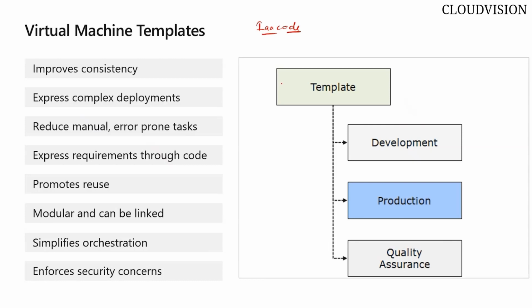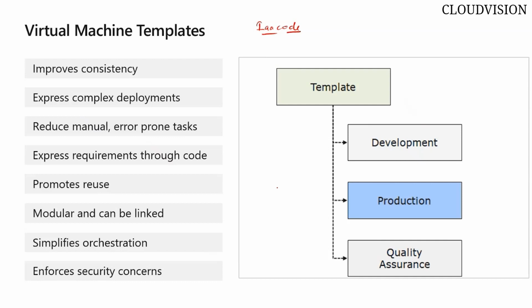Infrastructure as code is a service. In Azure, we have ARM templates. We have JSON files, the ARM templates. Using the template, we can create our resources. So these templates are an infrastructure as code service.